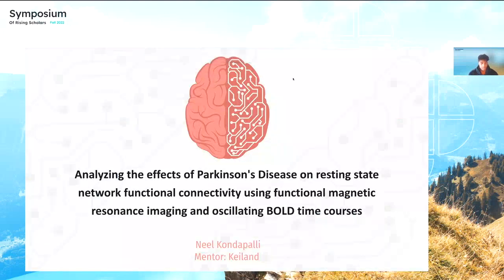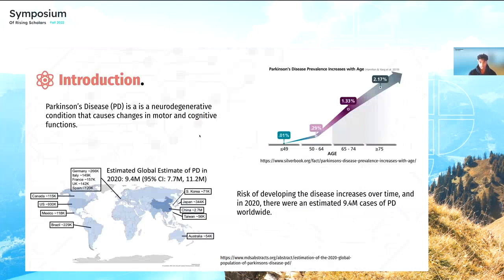Okay, welcome to my project, analyzing the effects of Parkinson's disease on resting state network functional connectivity using fMRI and oscillating BOLD time courses. My name is Neel Kondapalli. My mentor was Kaitlyn. Hope you enjoy. So let's start with what is Parkinson's disease. PD is a neurodegenerative condition similar to Alzheimer's that causes changes in motor and cognitive functions.